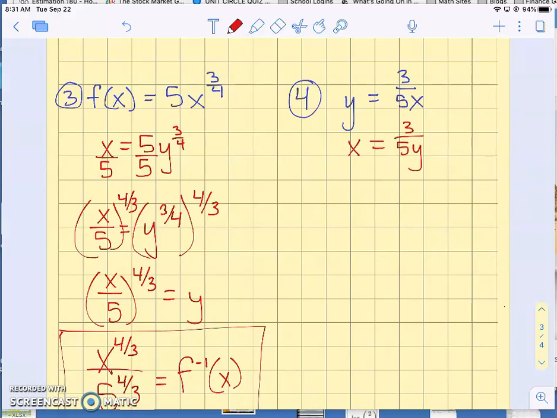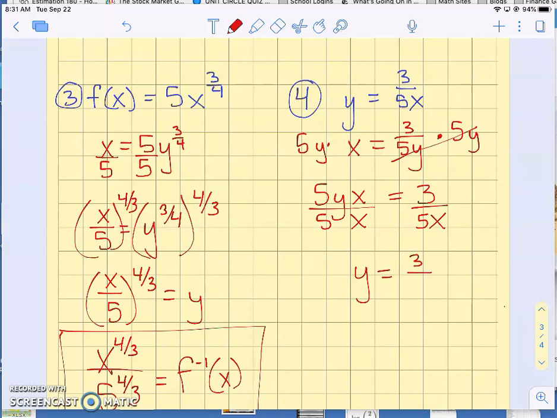So the tricky part is getting used to this solving for y when it's in the denominator. So multiply by the denominator, 5y, times 5y. You might be saying, well, we're getting y's and x's on the same side, but that's okay. So we have 5yx. But now to get the y by itself, we have to divide by the 5x. So we have y equals 3 divided by 5x.